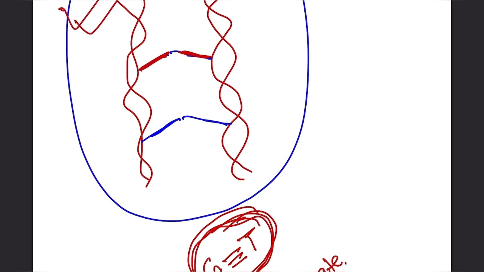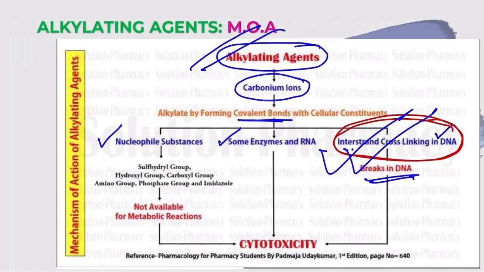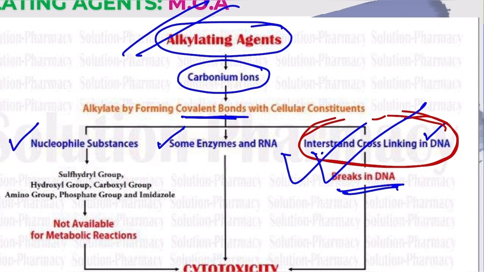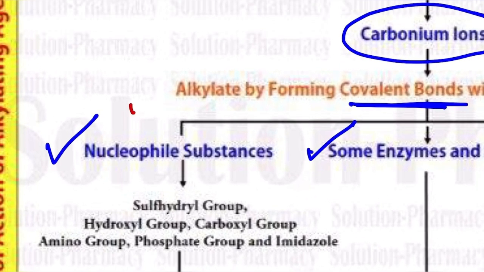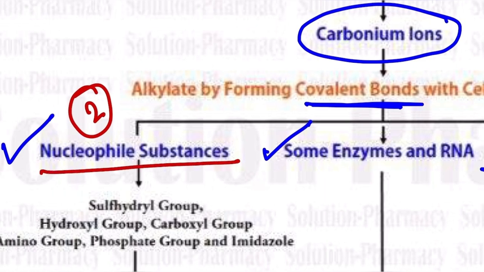Another is abnormal base pairing, and all these mechanisms fall under point number 1, and you can use these terms. Actually this mechanism is the main mechanism. Number 1, write in your exam paper. Number 2, form covalent bonds with nucleophile substances like sulfhydryl group, hydroxyl group, resulting in these not being available for metabolic reaction.